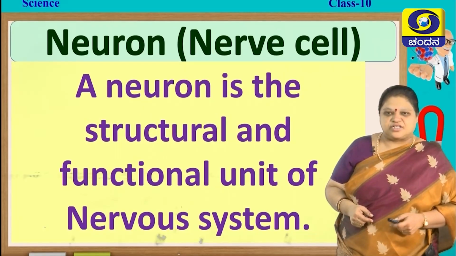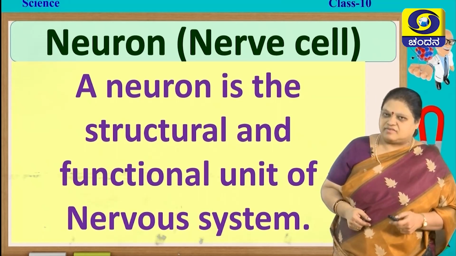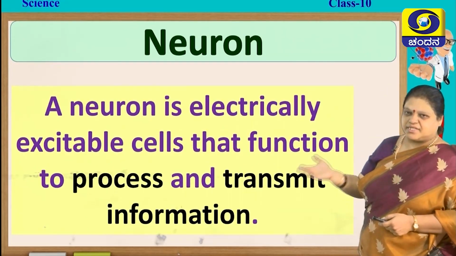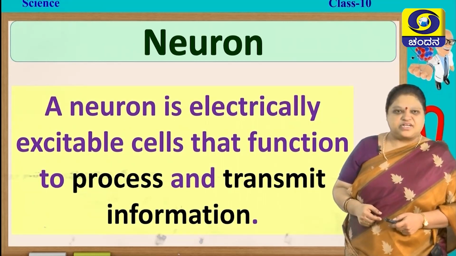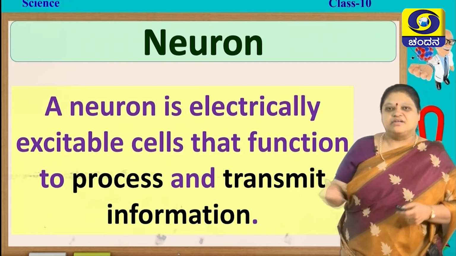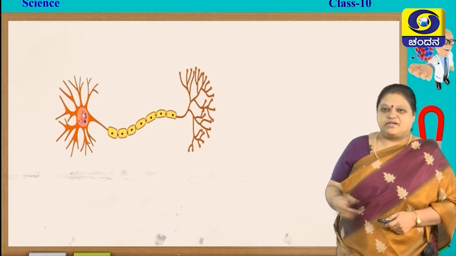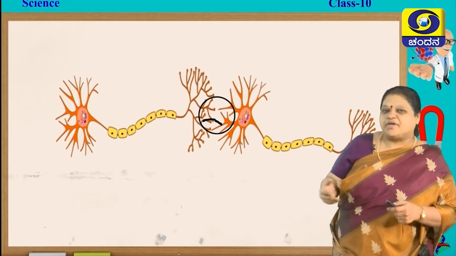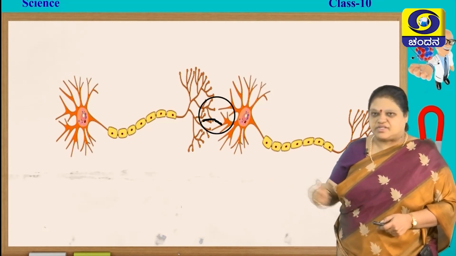It is the structural and functional unit of nervous system, and a neuron is electrically excitable cells that function to process and transmit information, and this is how the synapse is present between two neurons and how the message is sent through chemical messengers. Understood that?